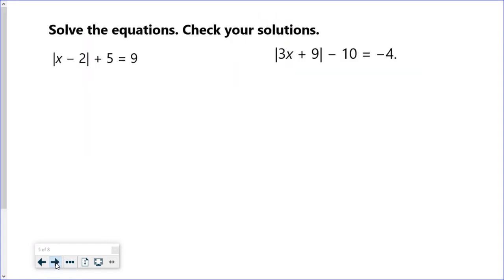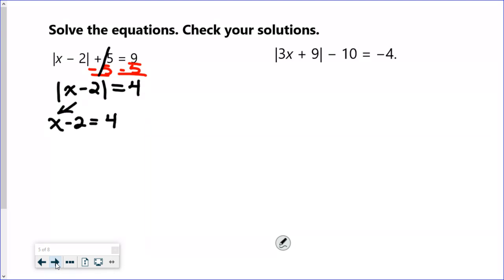What would you do here? First, I would minus 5, and I get the absolute value of x minus 2 equals 4. And now I split it out. It does equal positive 4. So I'm good to write down my two equations.